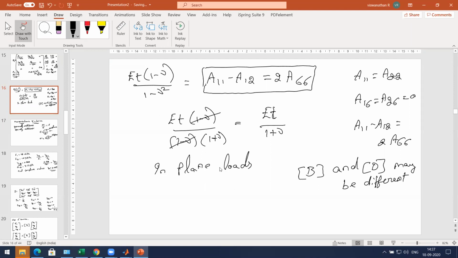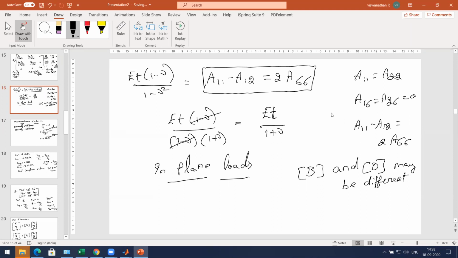Okay, so in plane, if you apply any load, the laminate behaves like isotropic, if this is the situation in the A matrix of a composite laminate. This is what we have for isotropic. If the same condition is met in a composite laminate, then we can say that the A matrix is the same for a composite laminate and an isotropic material. B and D may be different, but when you apply in-plane loads, you get the A matrix to be the same as an isotropic material.